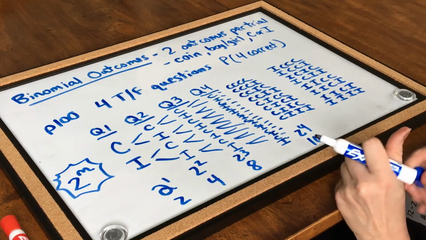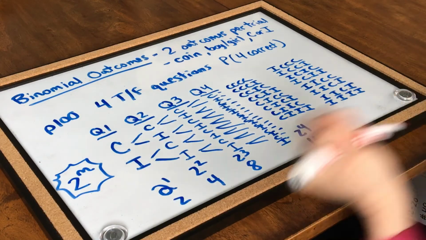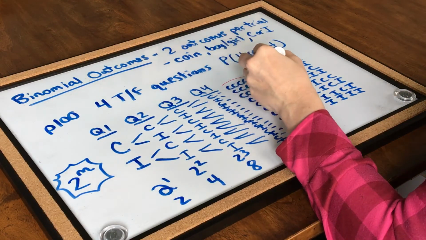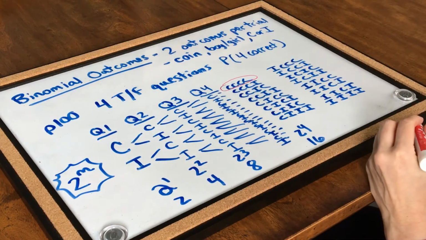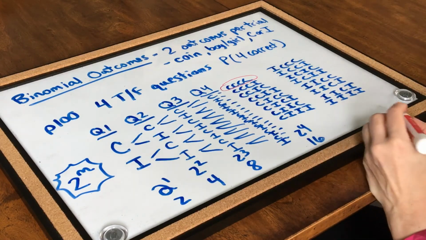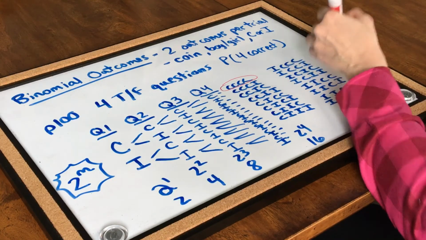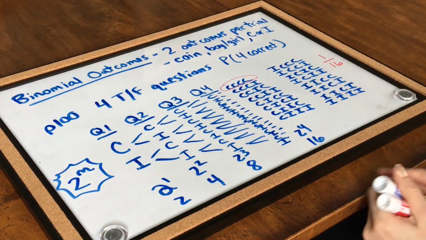Okay, so what's my probability of getting all correct? Well, let's take a look. I have only 1 outcome where all are correct. None of these other ones have all correct. So that means out of 16 total outcomes, my probability is 1 over 16.